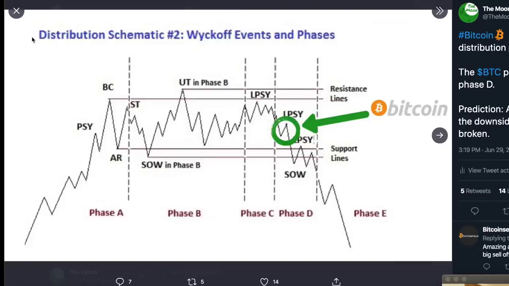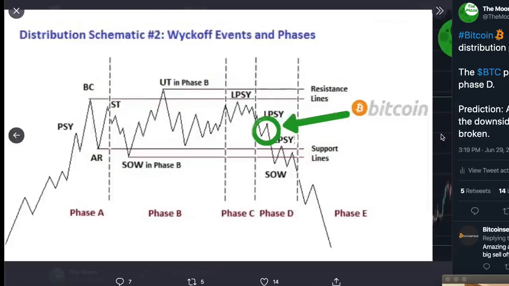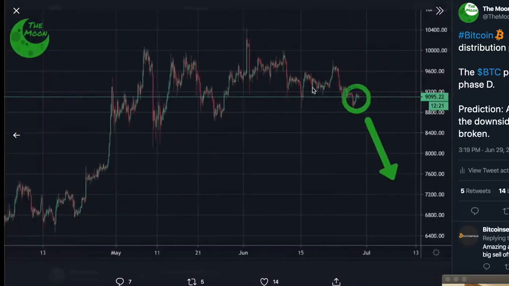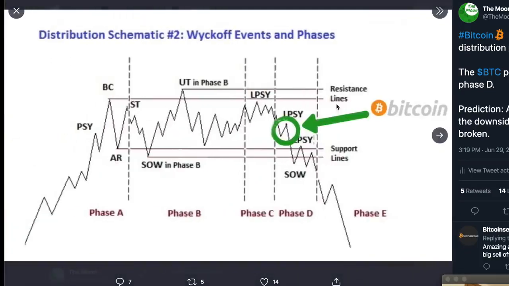So this is the Wyckoff distribution pattern number 2 here. And I'm going to show you exactly what all of these phases are. And I'm going to show you that we are right here right now. As you can see in this tweet, I tweeted also the Bitcoin price. And you can clearly see the similarities here already. It is very, very similar. So let's get right into it.